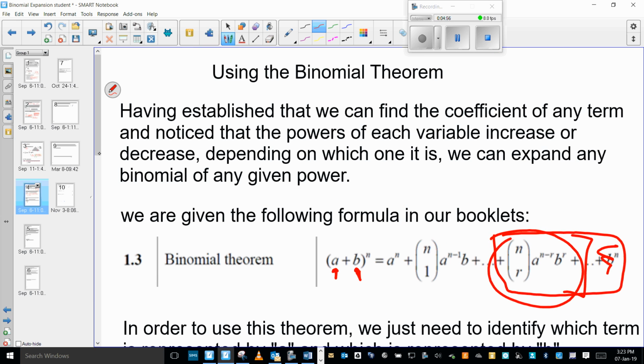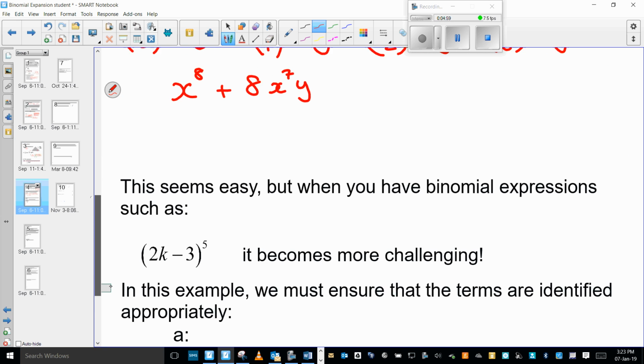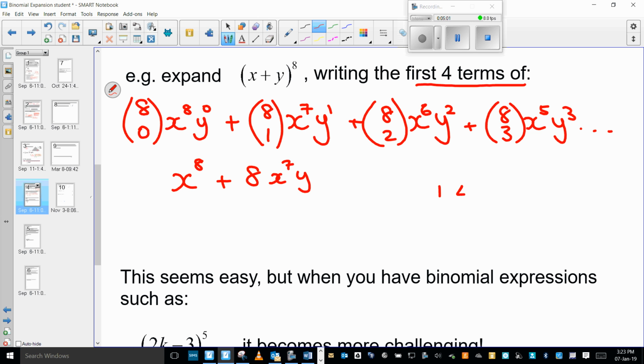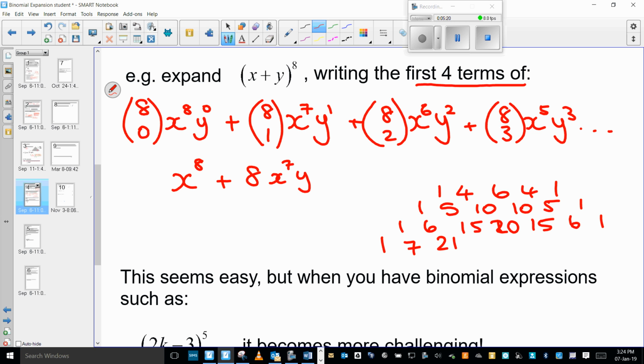All right. So let's start. Are we at 6 for 1? Yes. So that would be 1, 5, 10, 10, 5, 1. Then 1, 6, 15, 20, 15, 6, 1. Then 1, 7, 21, 35, 35, 21, 7, 1. Then 1, 8, 28, 56, 70, 56, 28, 8, 1.